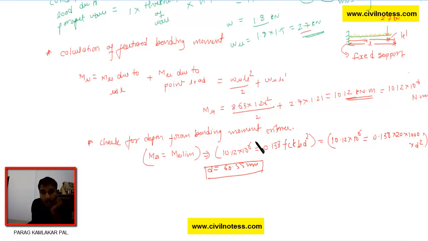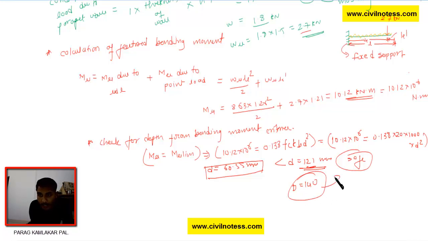But the effective depth d that we have provided is 121. Comparing with this value, our provided depth is more, so our design is safe. This is our first check. After that, we are going to proceed with the calculation for d equals 121 and capital D equals 140. So for that our calculation is set.